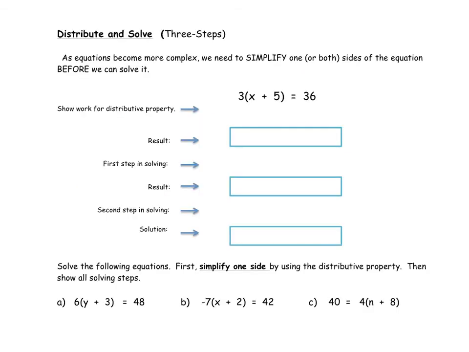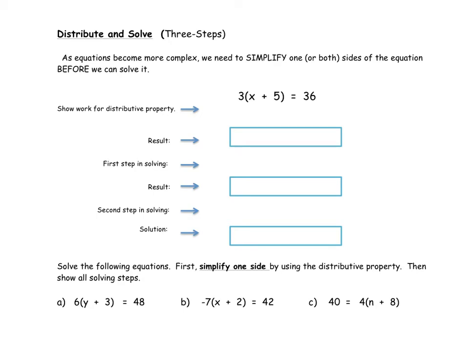So today we're going to distribute and solve. It says as equations become more complex, we need to simplify one or both of the sides of the equation before we can solve it. So we're actually going to use the distributive property like we did if it was just an expression, and then we're going to solve the resulting two-step problem, but that's going to cause us to have 3 steps.